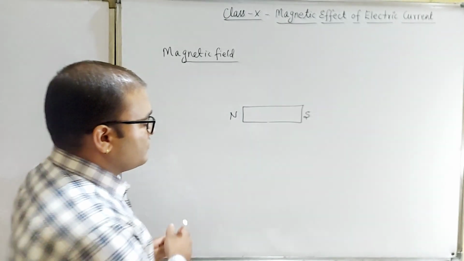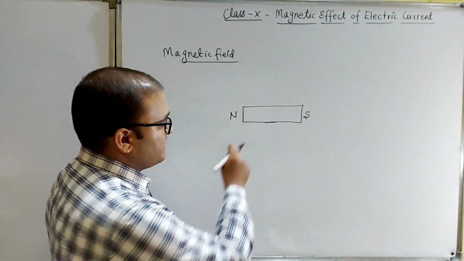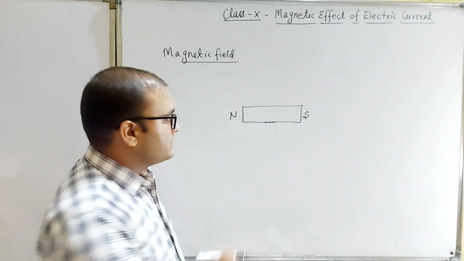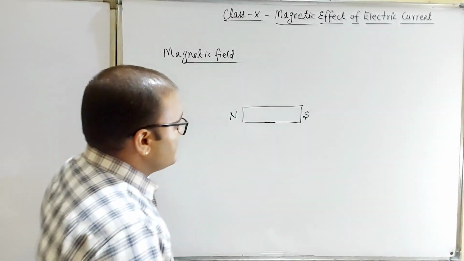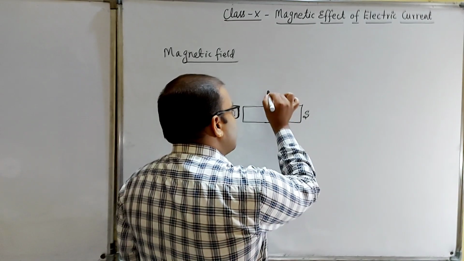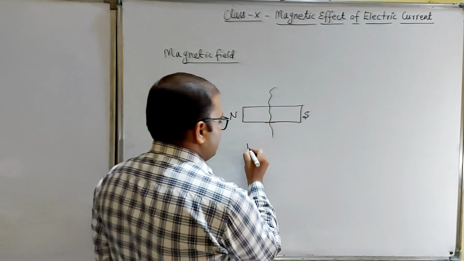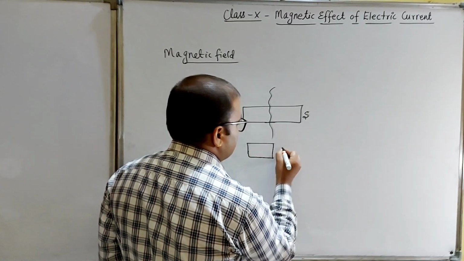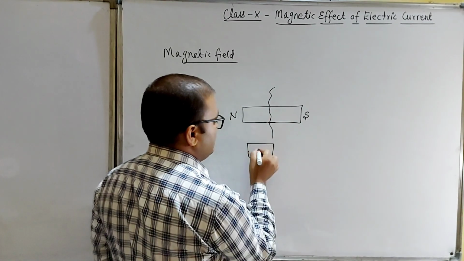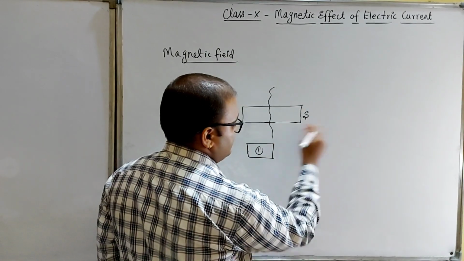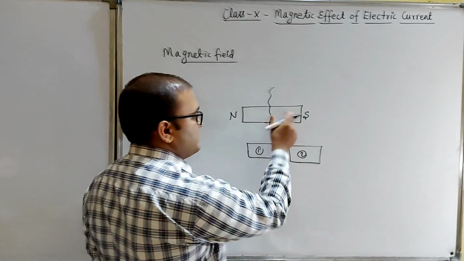So we all know about the bar magnet. A bar magnet contains two poles, one is the north pole and the second is the south pole. If I cut this magnet from here, this is suppose the first part and this will be the second part. This is the second part.